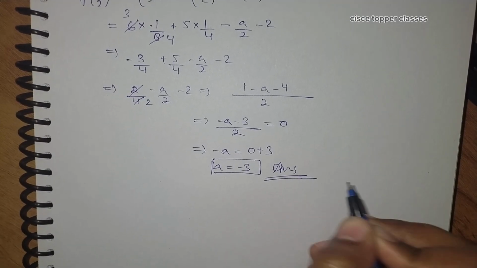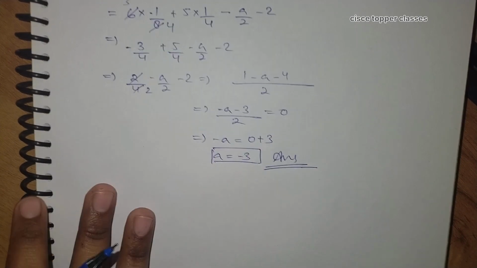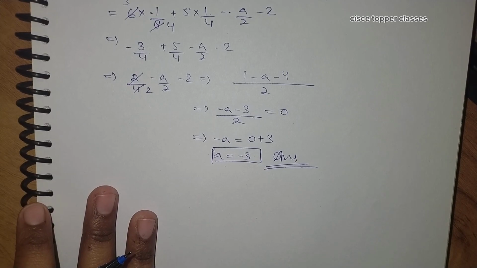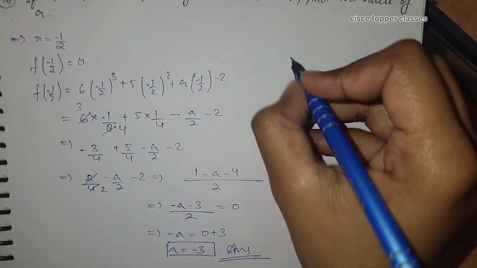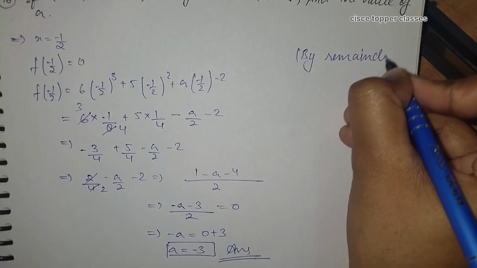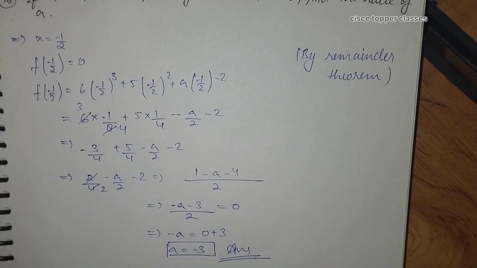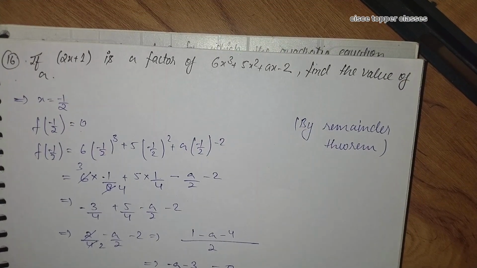This is the answer of question number 16, where the value of a we had to find, which is equal to minus 3. We have applied the remainder theorem here; we found the remainder because if something is a factor, then the remainder will be 0, and hence it is the solution of question number 16.